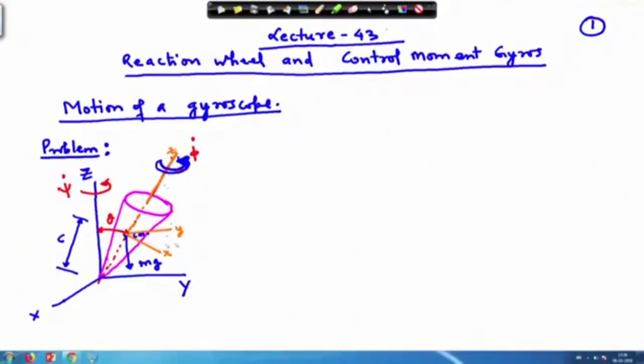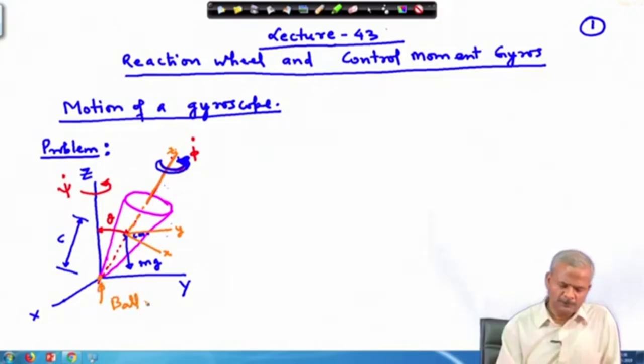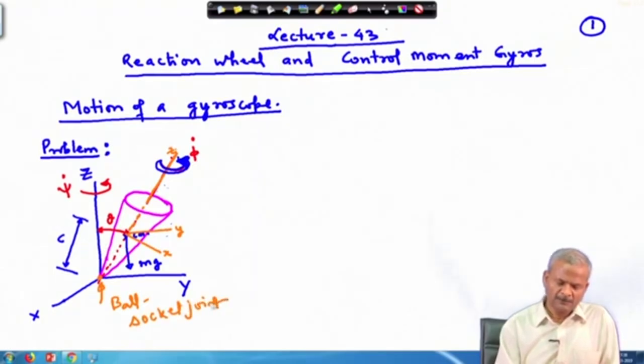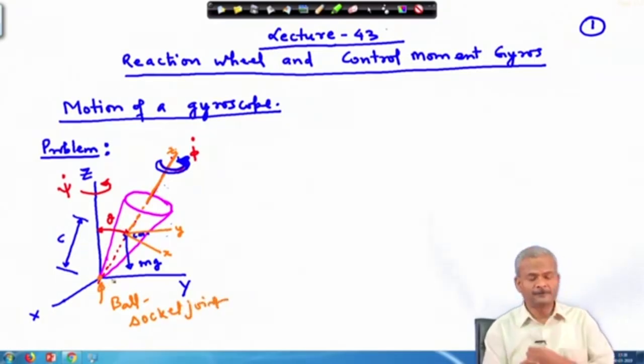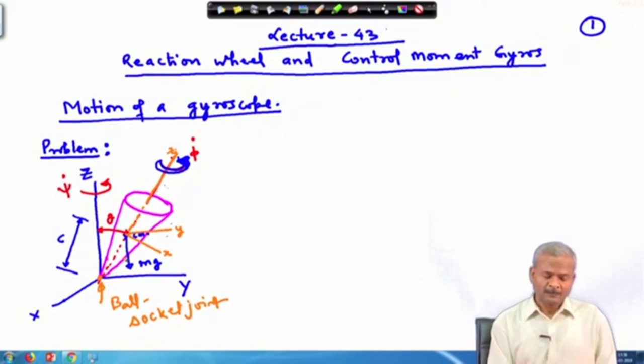some video for that. And we have a problem here also. The problem is that we have a top, you know that plate top. This plate top is hinged over this point, and this point is a ball socket joint. So, this gives it 3 degrees of freedom.